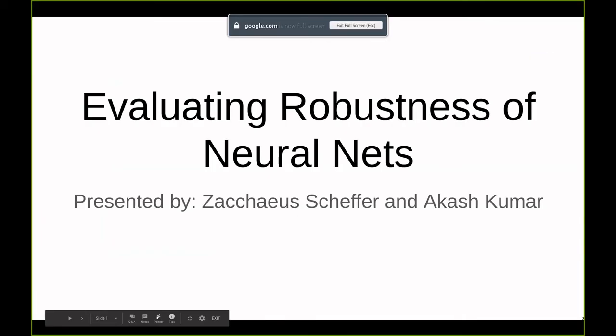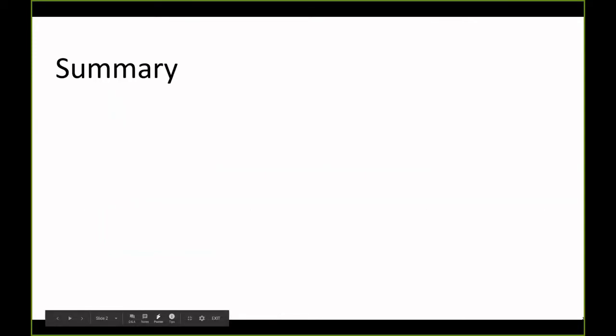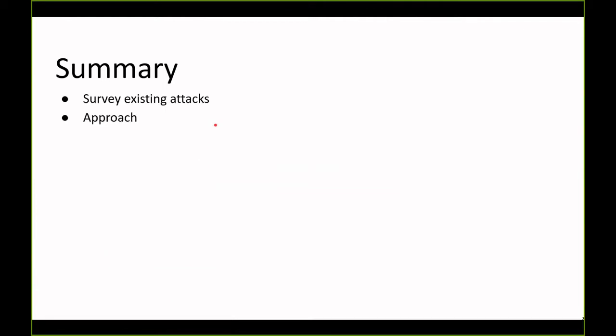So the paper that we are presenting is evaluating robustness of neural nets. As a summary, we will survey existing attacks. We'll go over the approach that they used in this paper, and we will more specifically go over 3 specific attacks that they developed. And we will also talk about how these attacks matched up, and we'll look at some metrics as to how effective they were.